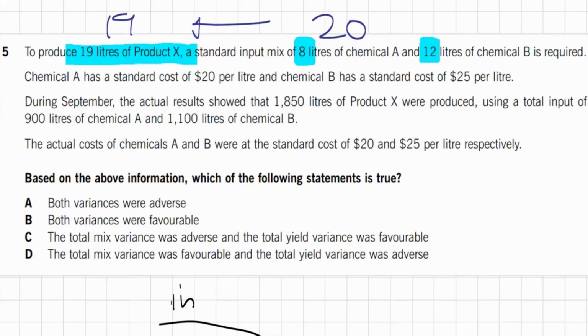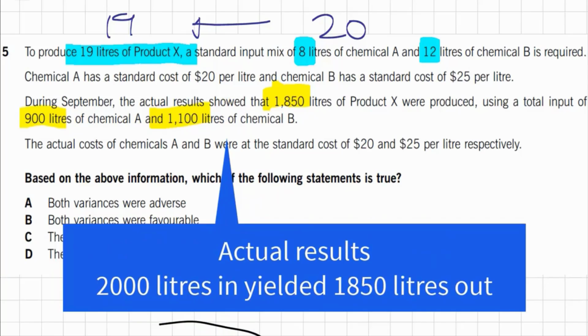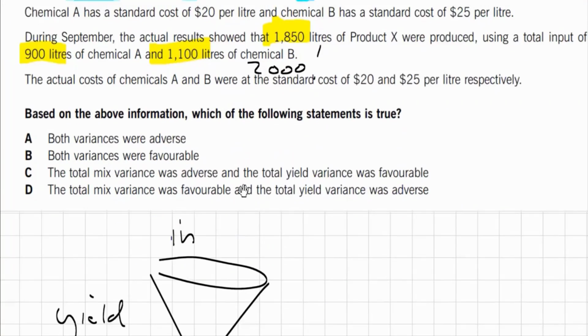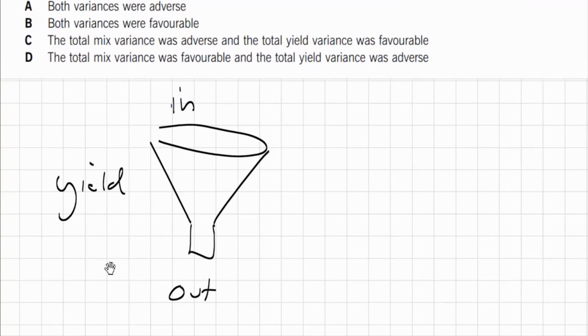We got 18,500 out. How much did we put in? We put in 900 plus 1100. Guys, that is 2000. So we put in 2000. So the yield variance is looking at in versus out.